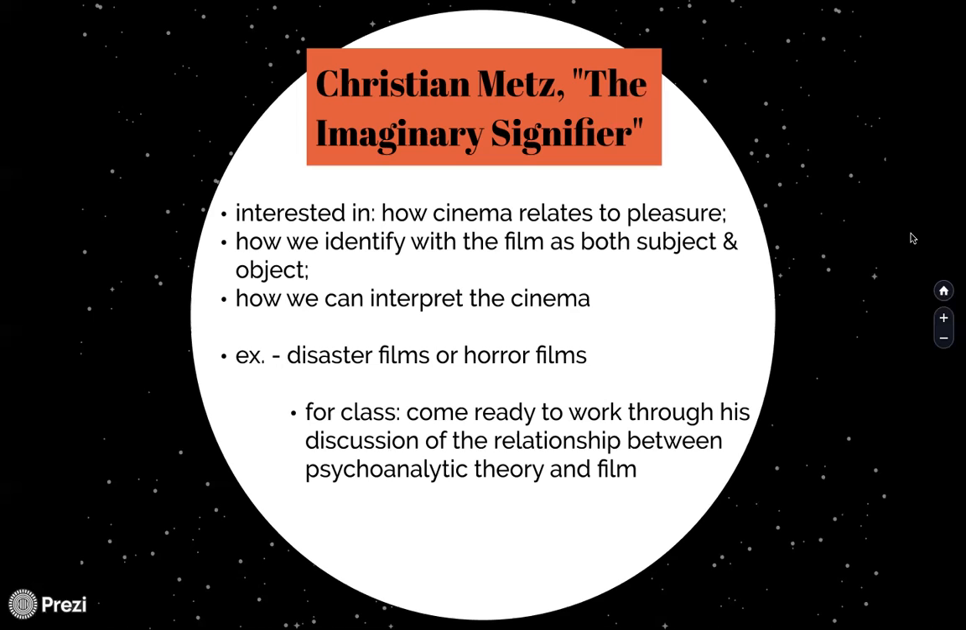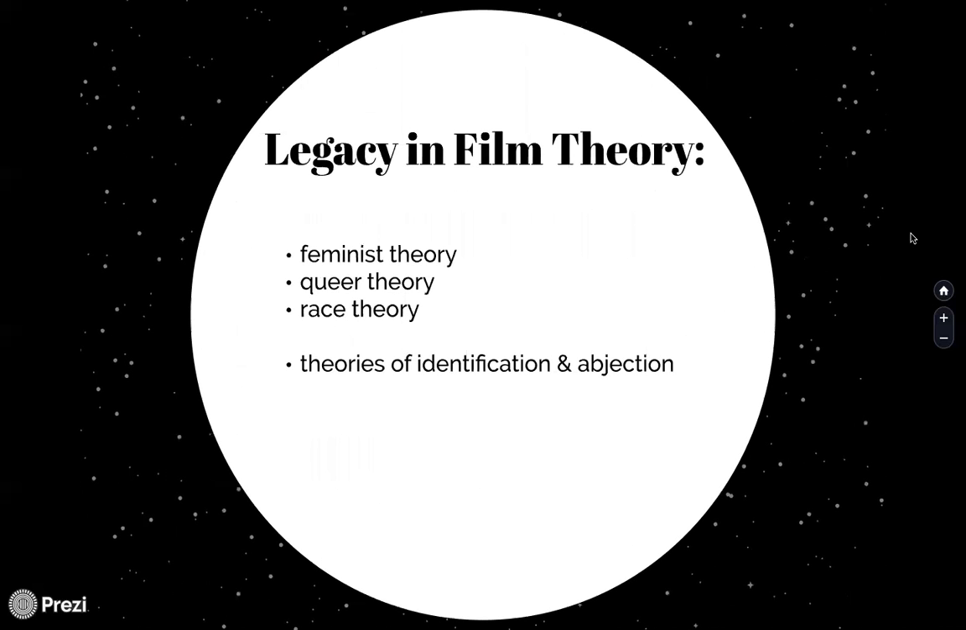Now, this gets much more complex than that, right? So we might take pure pleasure, right? We might like comedies, we might like romantic comedies, we might genuinely like all kinds of stuff. But we can also call all of that stuff into question. Now, where this goes is things like feminist theory, queer theory, and race theory, right? So we're thinking through theories of identification and abjection or distancing.